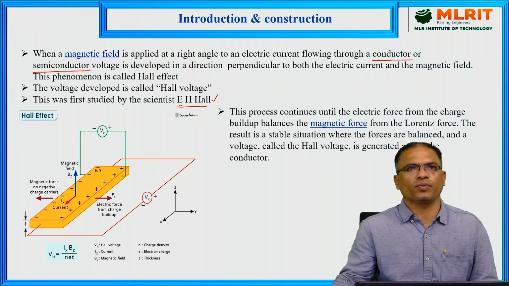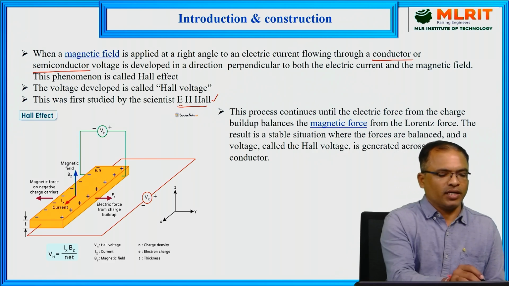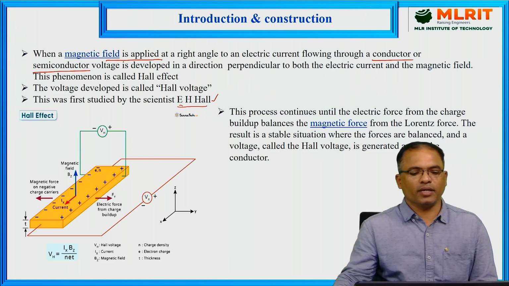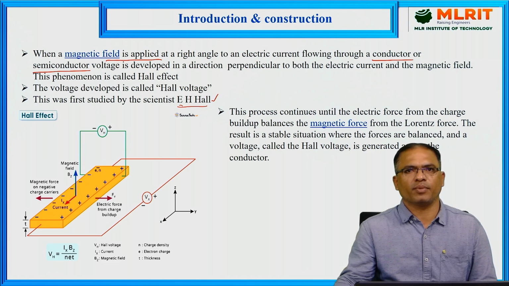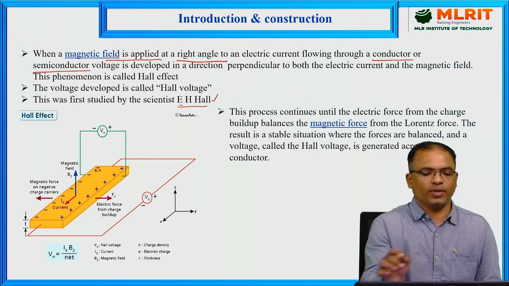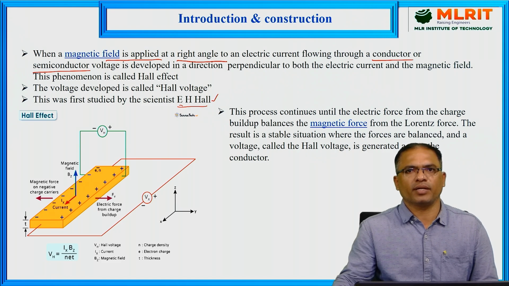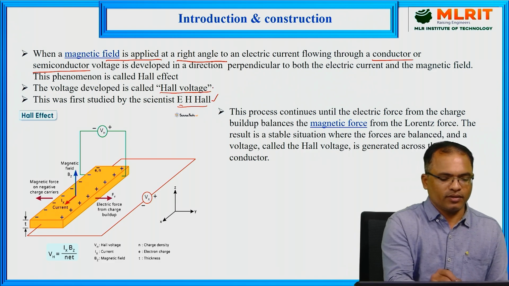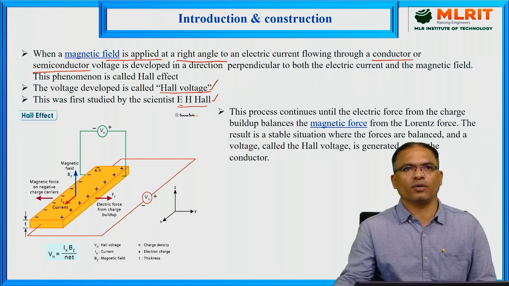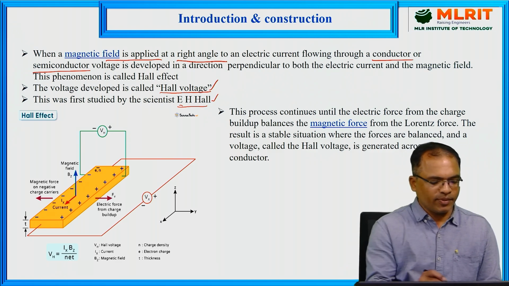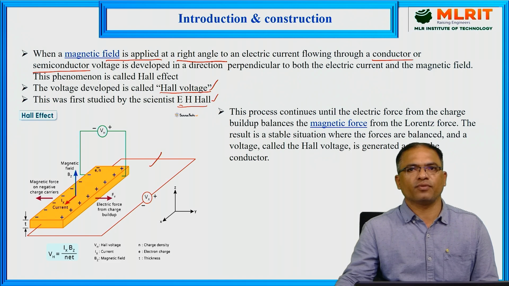First of all we should know the basic definition of the Hall effect. When a magnetic field is applied perpendicular to a current carrying conductor, voltage will be developed in a direction perpendicular to both the electric and magnetic fields. That is what is called the Hall effect. And the voltage so developed, which is perpendicular to both electric and magnetic fields, is called the Hall voltage after its name. And this is the experimental setup through which you can understand the basic definition of the Hall effect.